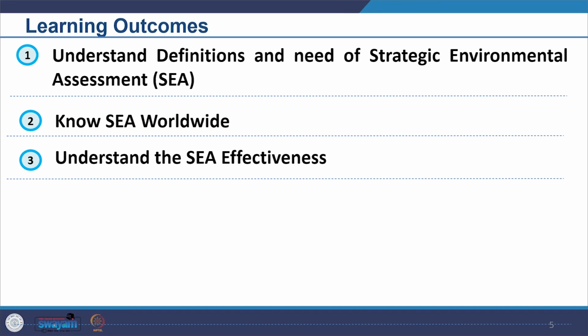The expected learning outcome is that once you finish the session, you can define SEA, strategic environmental assessment, and also discuss why it is needed, and then you can discuss the practice of SEA worldwide and how effective SEA is, and you would be able to explain it with the help of the example.